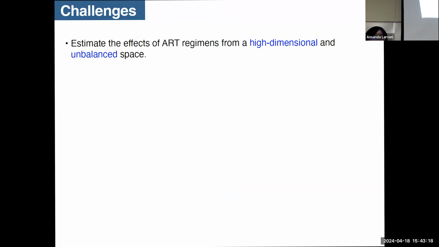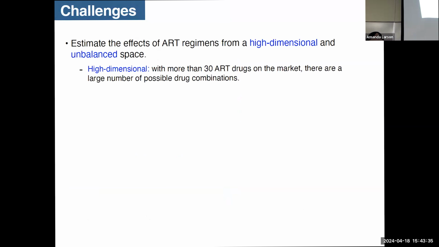So here, for example, one challenge is if we want to assign the treatment, we need to first estimate the effects of these different ART regimens from a high-dimensional and unbalanced space. When I say high-dimensional, it means with more than 30 FDA-approved ART drugs on the market, there are a large number of possible drug combinations. You can think about it as kind of a combinatorial problem, right?